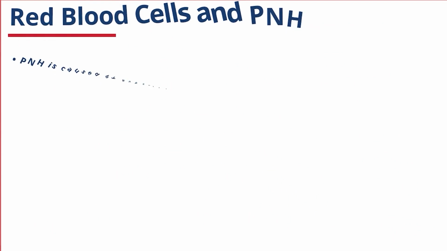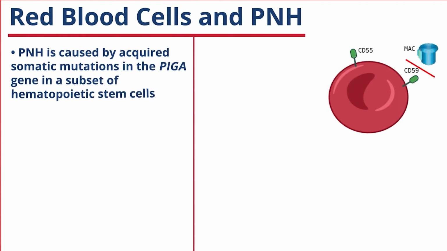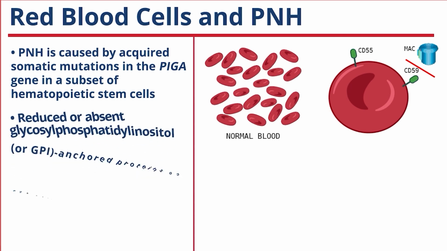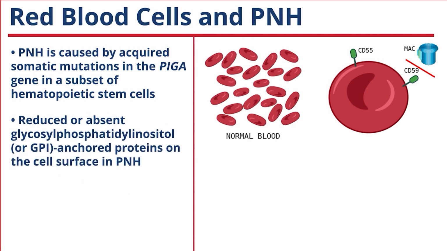PNH is caused by acquired somatic mutations in the PIG-A gene in a subset of hemopoietic stem cells. Hemopoietic stem cells and their progeny that carry this mutation have reduced or absent glycosyl phosphatidylinositol, or GPI anchored proteins on the cell surface. This GPI anchor is essential for anchoring two complement regulatory proteins, CD55 and CD59, to the red blood cell membrane. These proteins protect normal red blood cells from complement-mediated lysis.